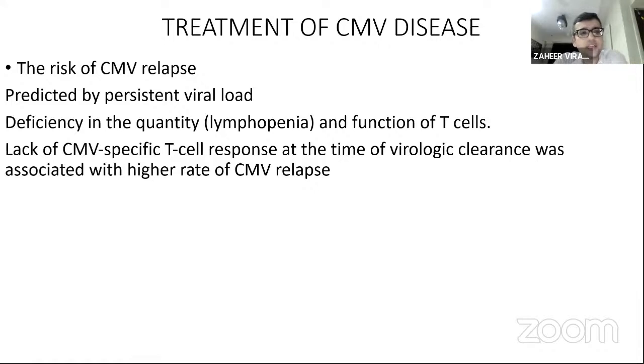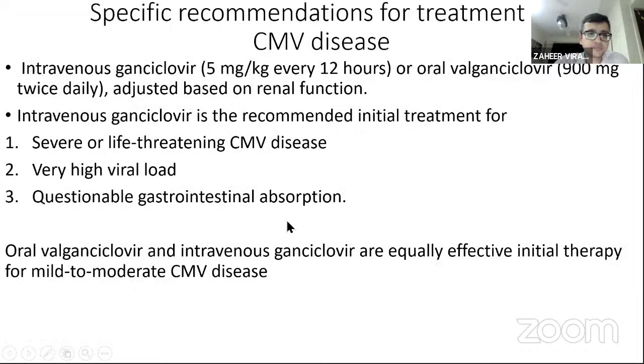So how do you predict the relapse of CMV? Obviously, if there is a persistent viral load, then there is a chance. If there is a quantitative or a qualitative dysfunction of the T cells, and the lack of CMV T cell response, again, that is not available to us at present. The treatment would be intravenous ganciclovir or oral valganciclovir.